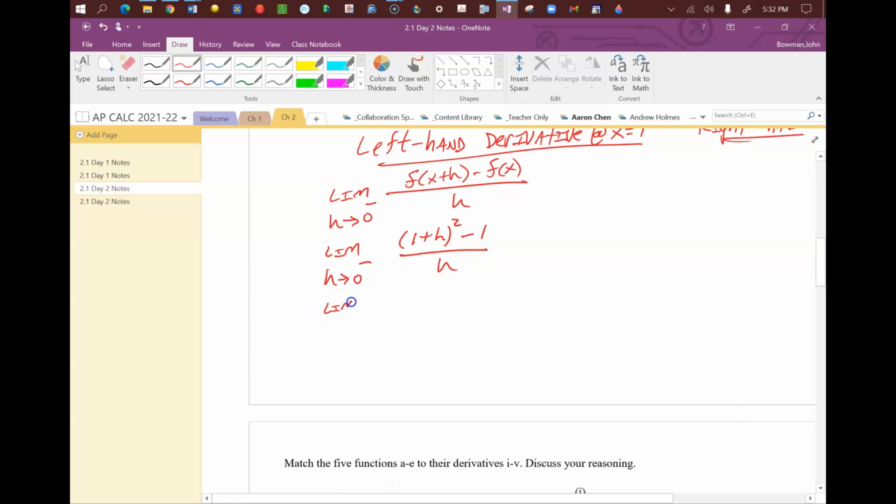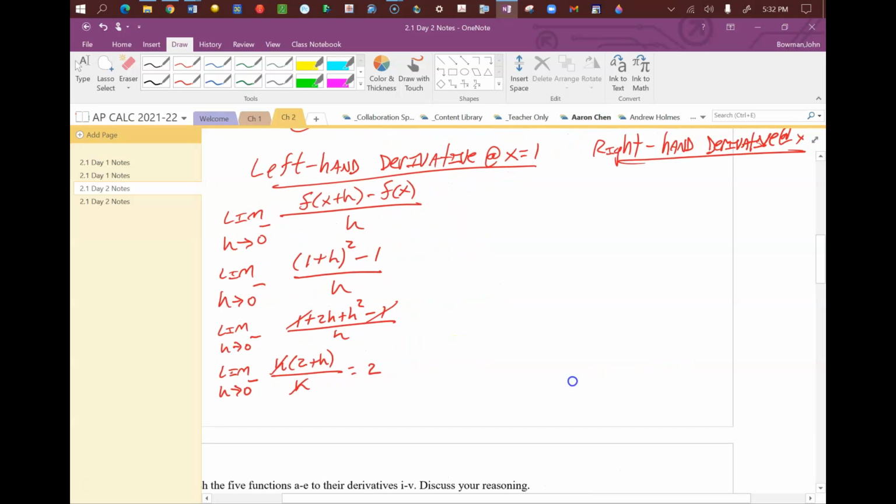That is going to be the limit as h approaches 0 from the left of (1 + 2h + h² − 1) all over h, which you can see the 1's cancel out, and this simplifies to the limit as h approaches 0 from the left of h times (2 + h), all divided by h. The h's cancel out, and the result is 2, what we saw on Desmos.